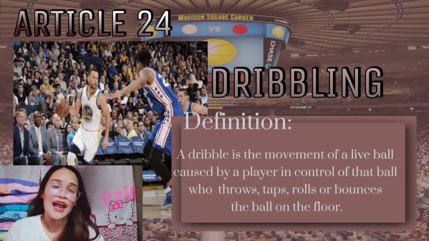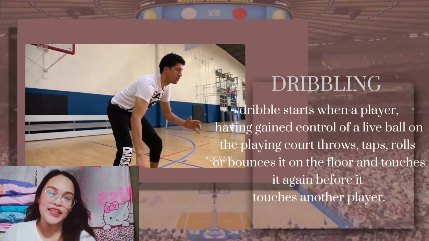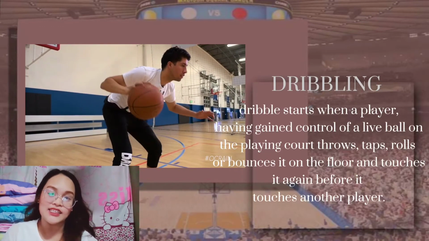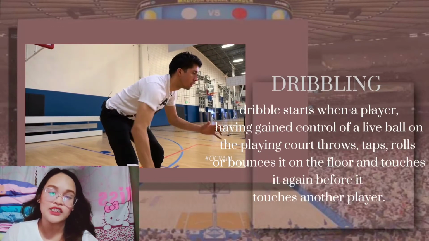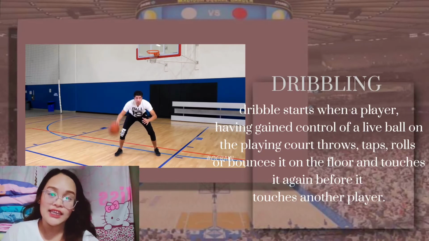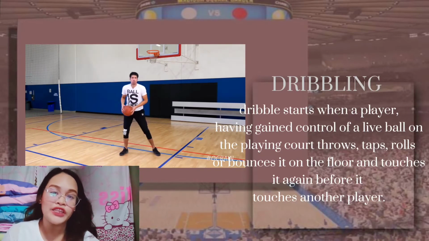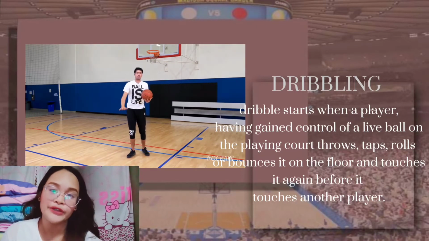Dribbling. Ito yung isang action ng isang player na kung saan ay ginagamit niya ang kanyang isang kamay para i-bounce, i-tap, and i-roll ang bola sa floor. Sabi dito na ang dribble daw ay nag-i-start kapag ang player ay meron na siyang control sa ball, which is tina-tap, bina-bounce, or niro-roll niya na yung bola sa floor.